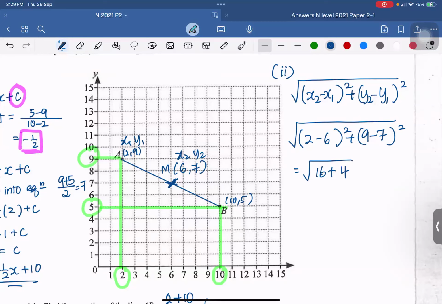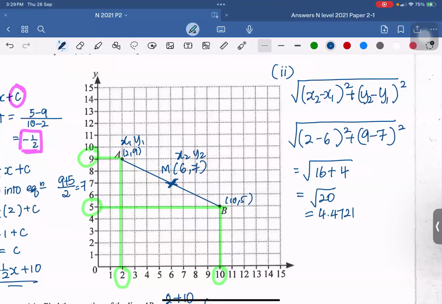Can you check what is the answer? Give me the decimal, please. Is it correct? Am I correct? 4.472. My calculation correct or not?